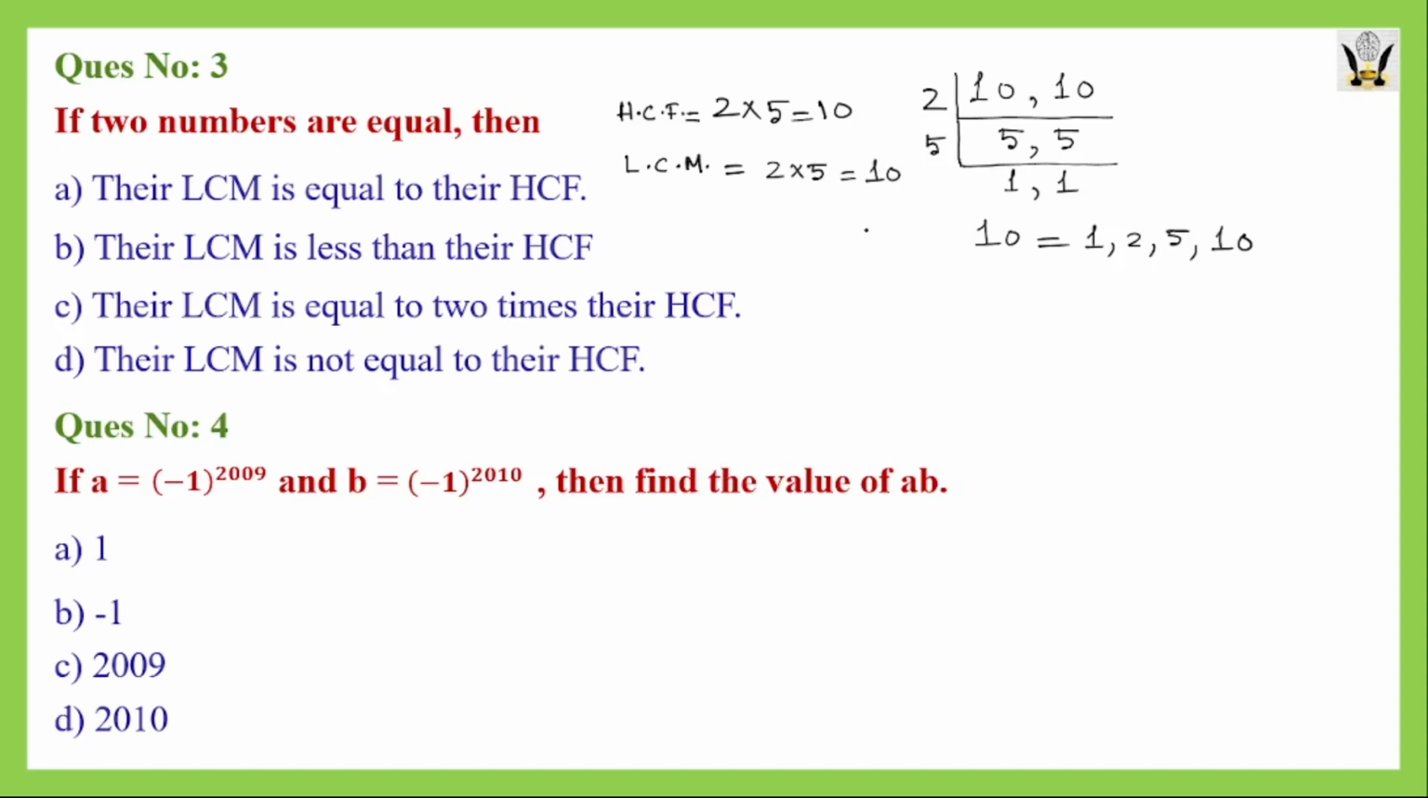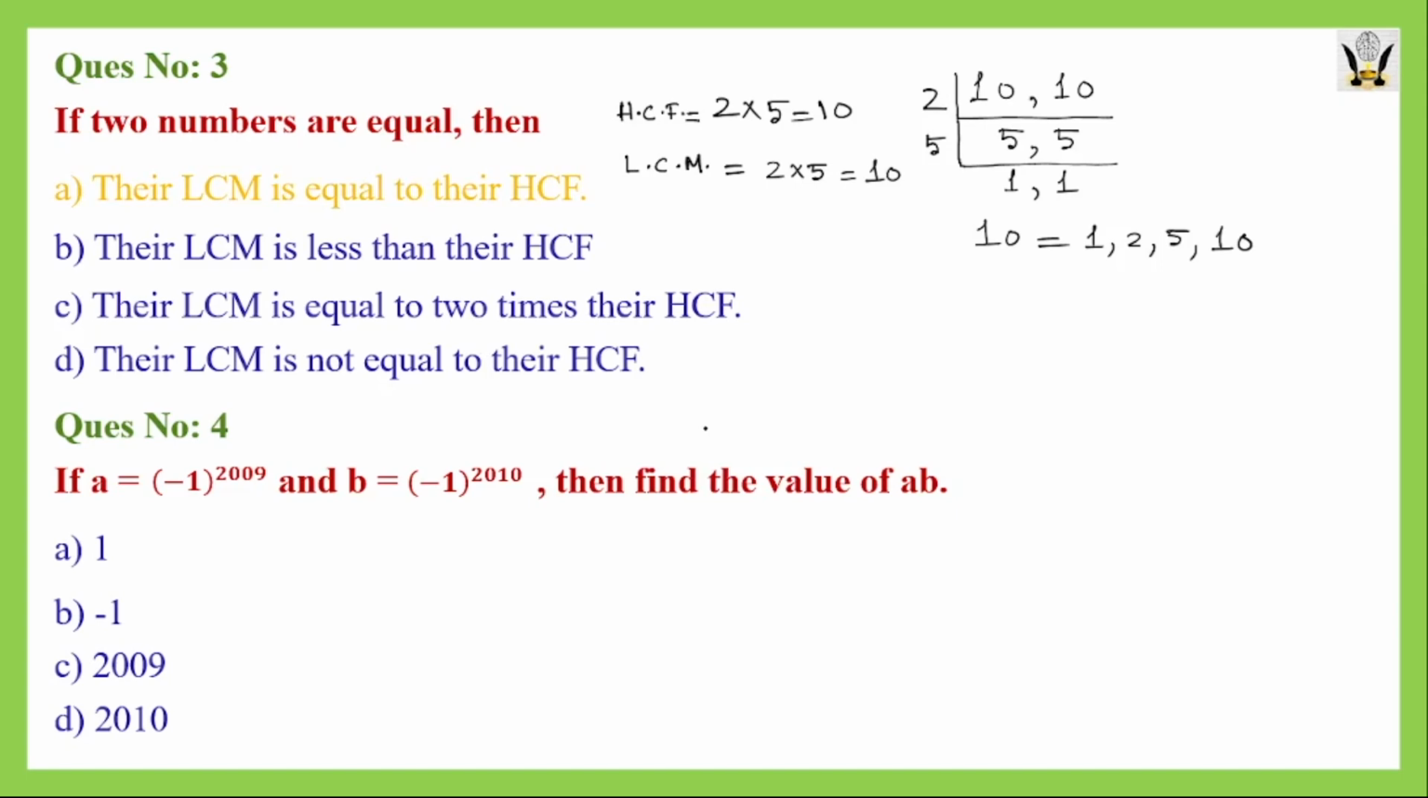That is the number itself. Now if we look at the options, their LCM is equal to their HCF. For this case, LCM and HCF are both equal, and equal to that number itself. So option A is correct. Option B, LCM is less than their HCF, not correct. Option C is their LCM is equal to 2 times their HCF, not correct. Option D is LCM is not equal to their HCF, not correct. If we choose any two equal natural numbers, then their HCF and LCM will always be equal. So for us, the correct option is option A.